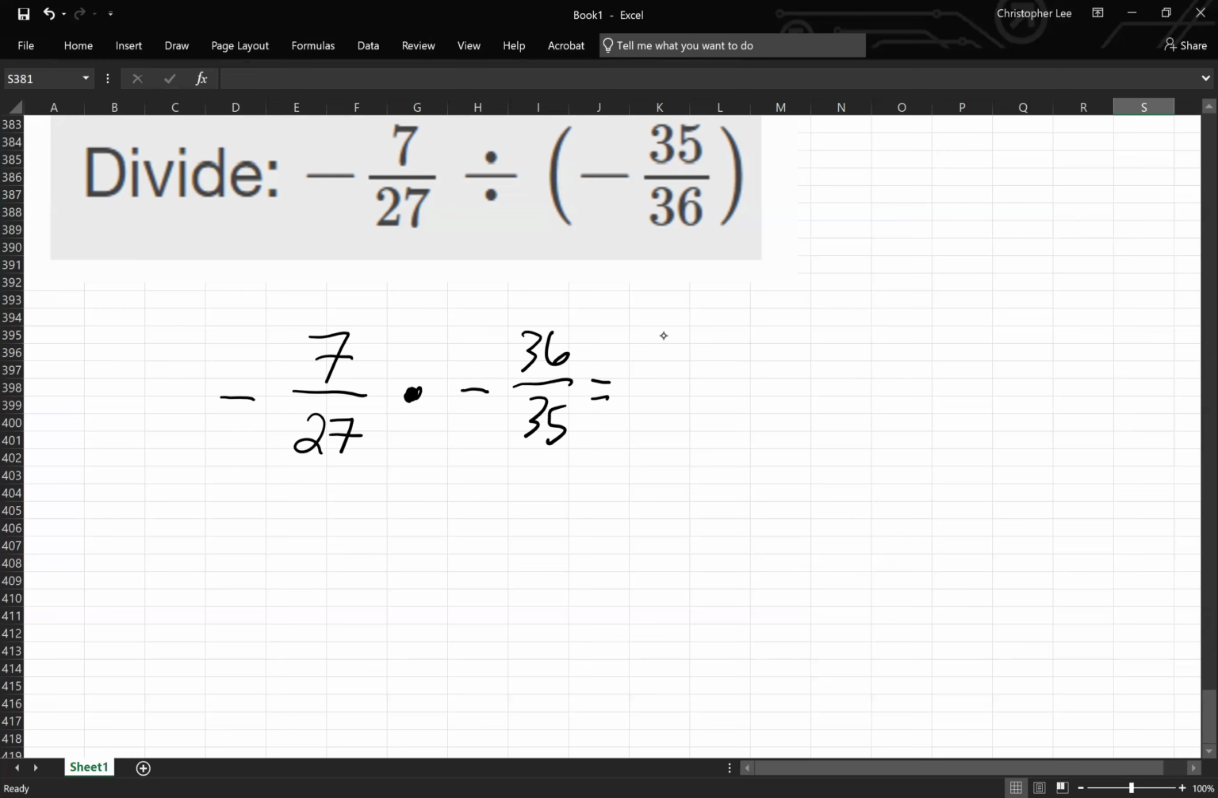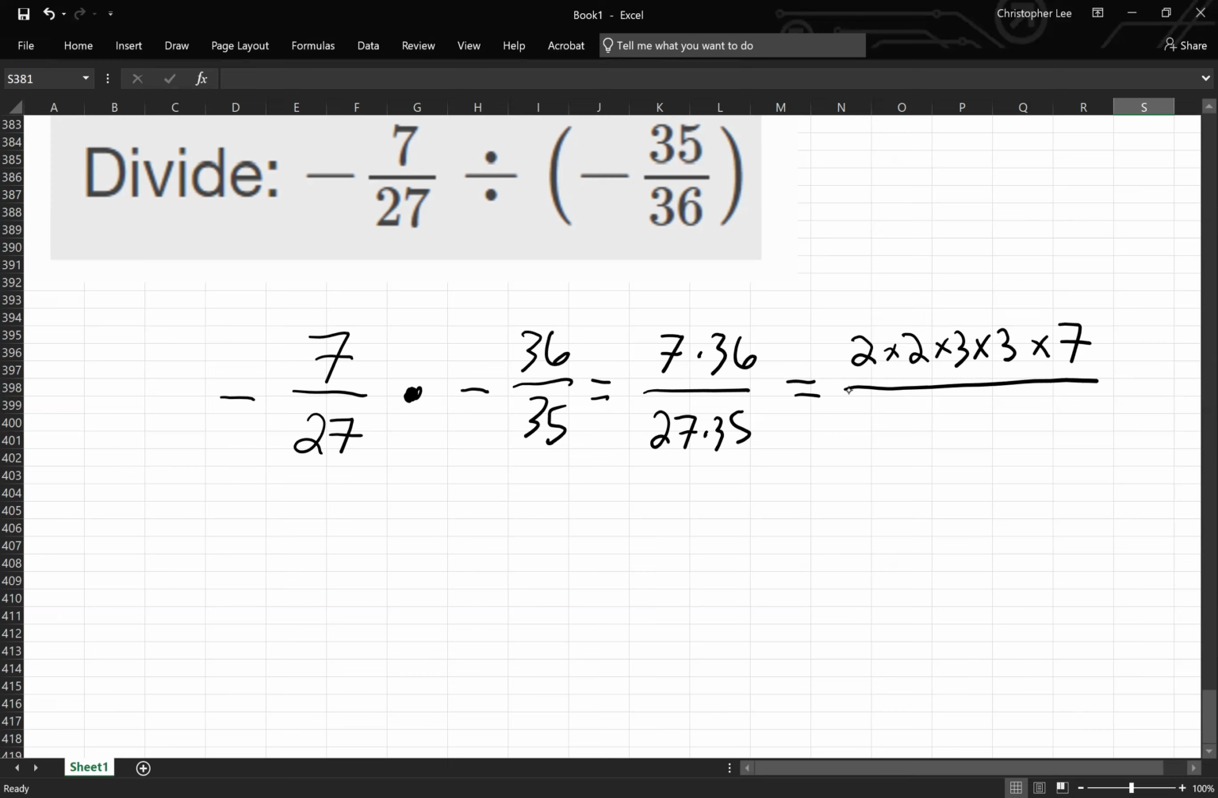And then we said a negative times a negative is a positive, right? So we know right off the bat our answer is going to be 7 times 36 over the 27 times 35. But again, we could break this down, right? So let's break that down. 6 times 6, and we can go a little bit better than that, right? So we could do 2 times 2 times 3 times 3. That's 6 and 6 times 7. That's our numerator, right? Denominator, what do we got?